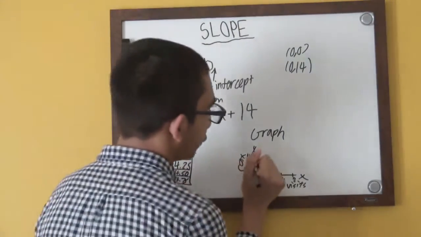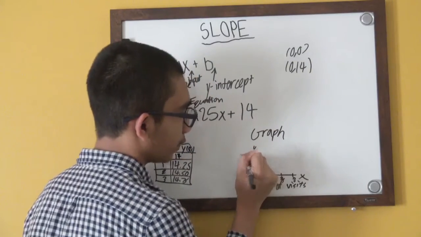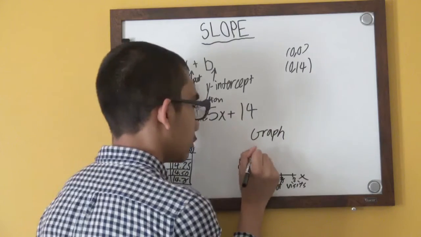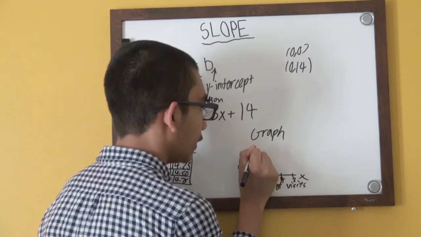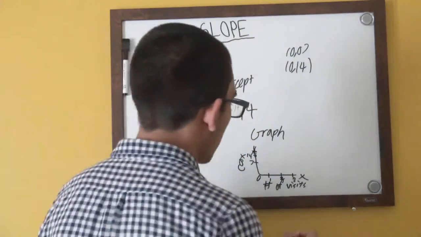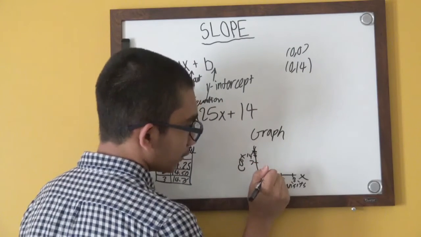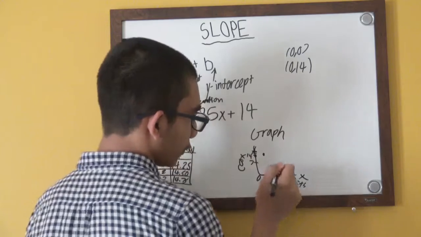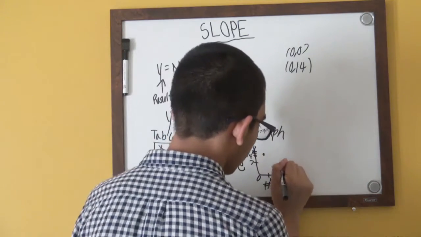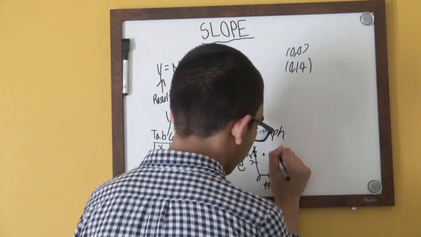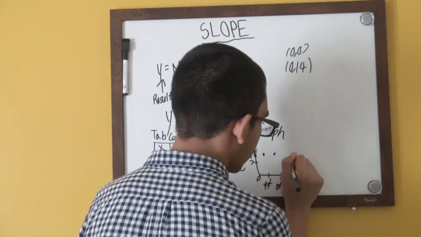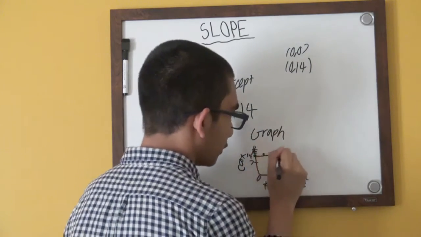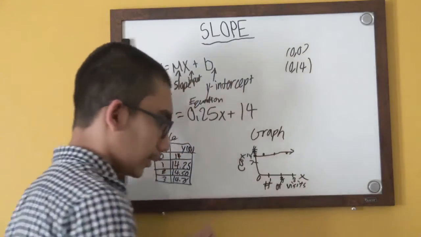So for 0, we already know it's already here at 14. Now I'm going to put a couple more lines to represent the cents. So we have 0.25, 0.5, and 0.75. So for 1, it will be 0.25. So go up and right there. For 2 visits, we're going to go right there. And for 3 visits, we're going to go right there, around. So this will be our graph format, okay?